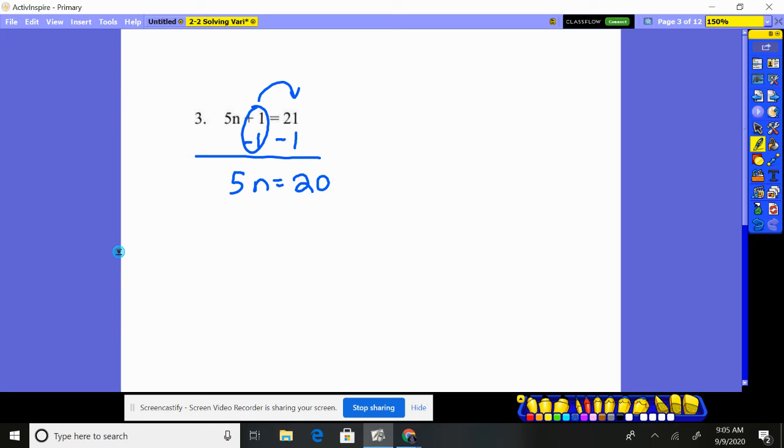I now say, hey, 5 times some number equals 20. How do I undo multiplying by 5? I'm going to divide by 5. And then that gives us our answer of n equals 4. 5 times 4 plus 1 equals 21. It works.